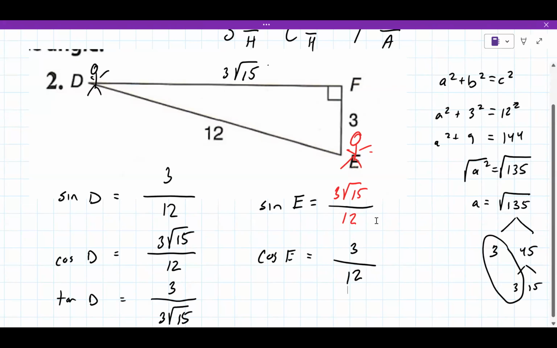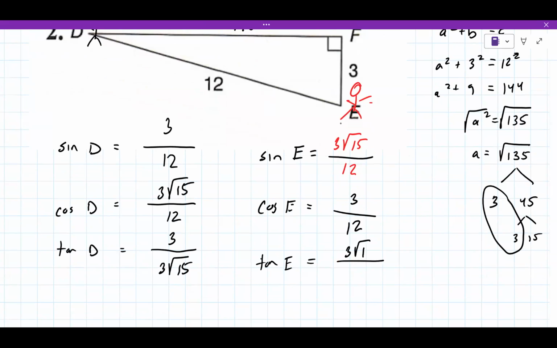Now, do you see these two answers over on the left side here? Notice that there's a relationship here: the sine of one angle is the cosine of the other. 3 over 12 is the same as 3 over 12. The cosine of D is the sine of E. The tangent is not quite the same. It's going to be the flip of it. It's the opposite over the adjacent, 3 square root 15 over 3, like that.